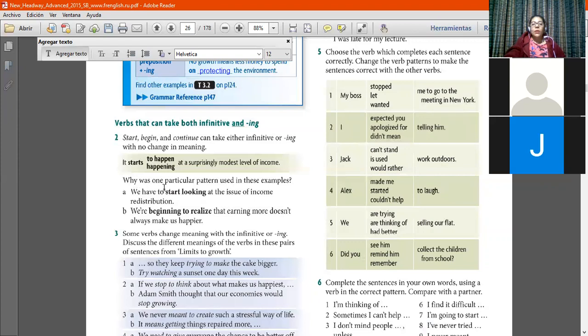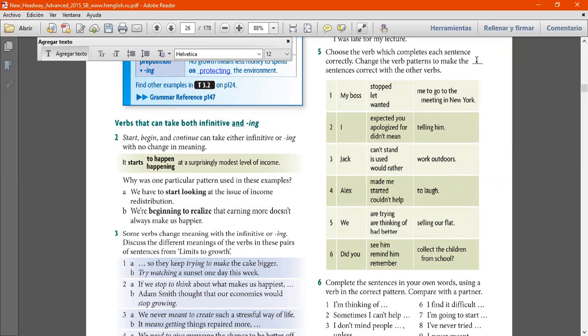Why was one particular pattern used in these examples? Now you need to analyze this part. Read A and B and say why. You have a minute. Your conclusion. ¿Qué diría? What would you say?